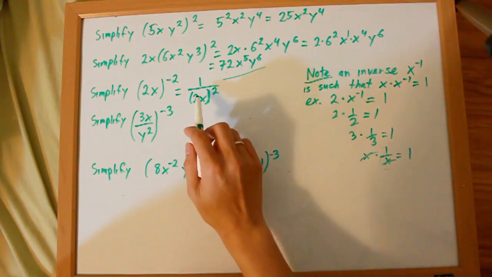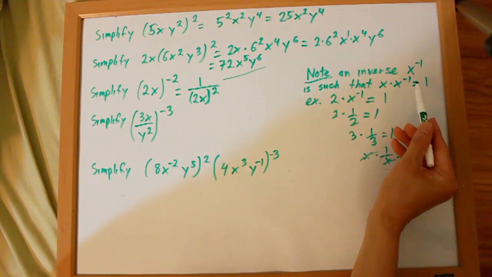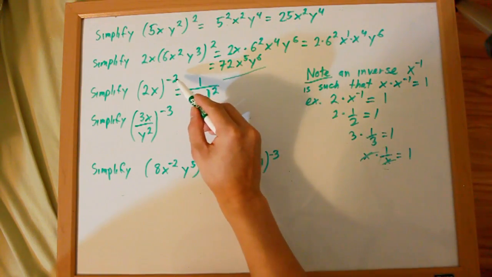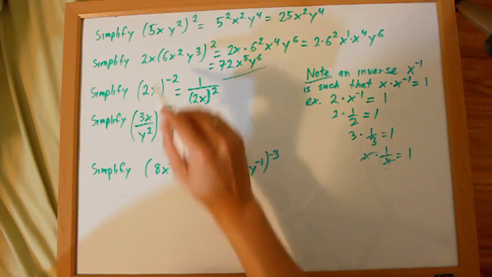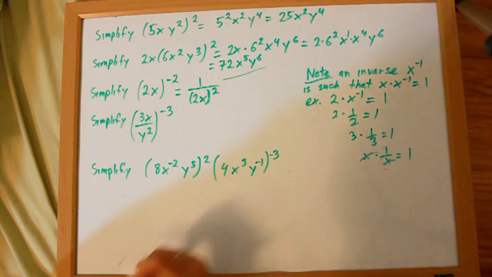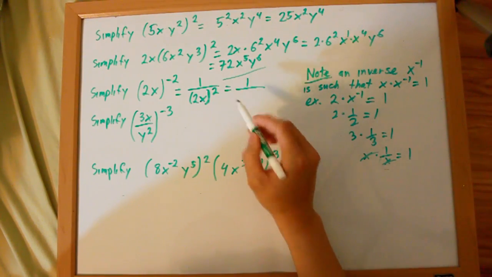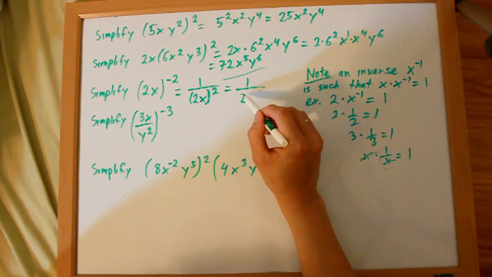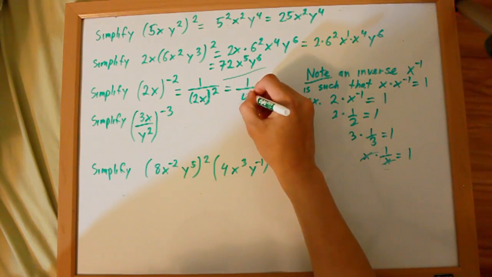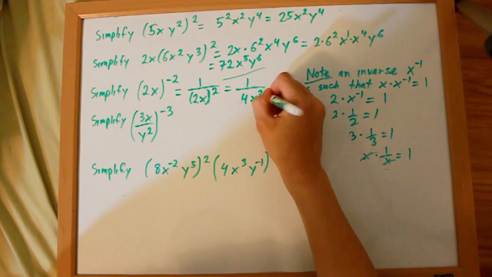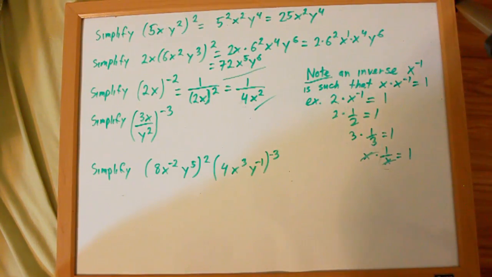That is why we can do this flipping movement right here, because of the concept of inverses. When it's an inverse, you can flip it and get rid of the negative sign. So let's continue working. 1 over 2 squared is 4, and then x squared, and that's our answer.